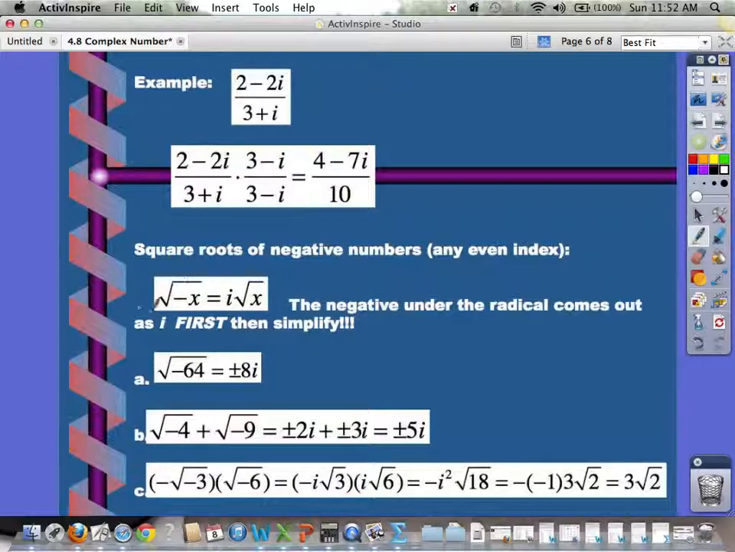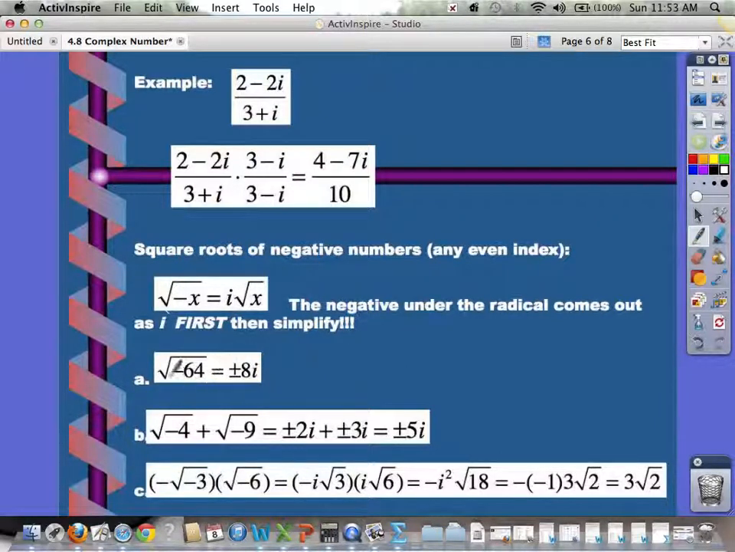Okay? Square root of a negative x. When we're taking the square roots of negative numbers that are even index, you must take care of that negative in the radical first. That negative right there just simply comes out and makes the i. Okay? That is all it does. You take that and take care of that first before you do anything else. So this simply comes out as i, and you've got rid of that negative, and now it's just i square root of x. And then if you need to simplify from there, you can. The i must come out first, okay?